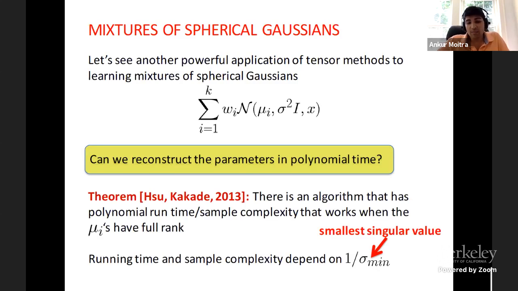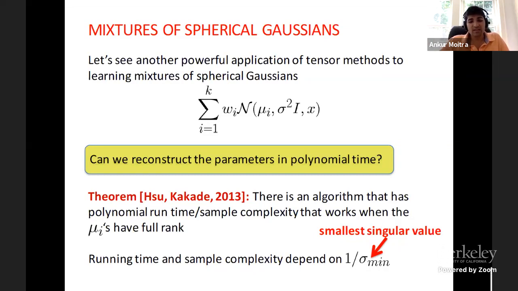So let me tell you a result of Hsu and Kakade, which is that there's an algorithm that works via tensor decompositions that has polynomial runtime and sample complexity. And it works just under the conditions that the mu sub i's have full rank, and actually that the W sub i's are all non-zero. So these are very tame conditions.